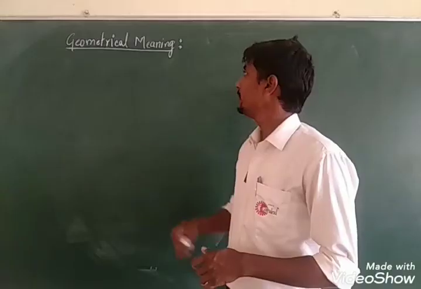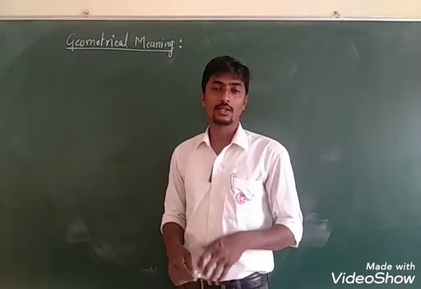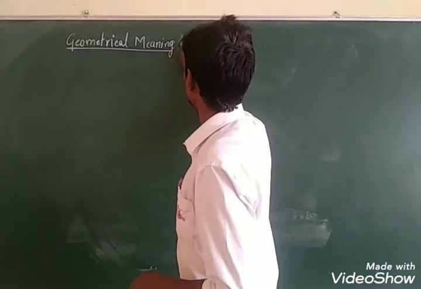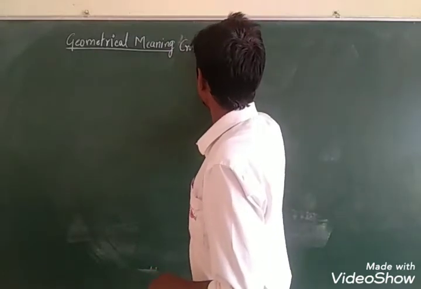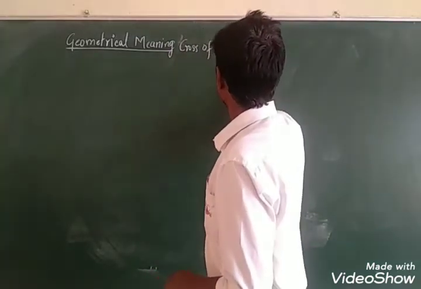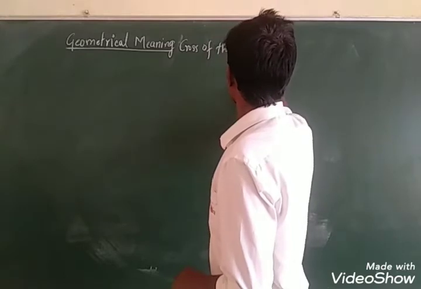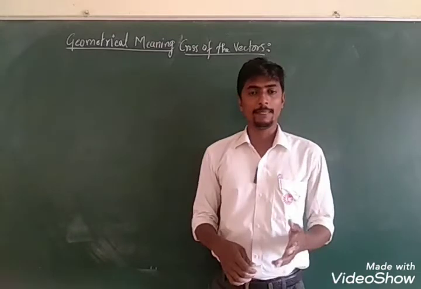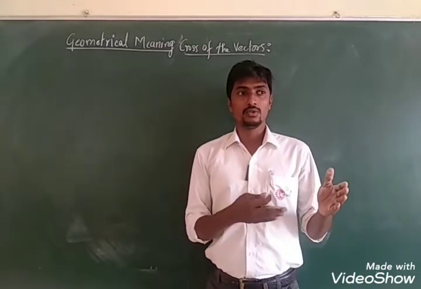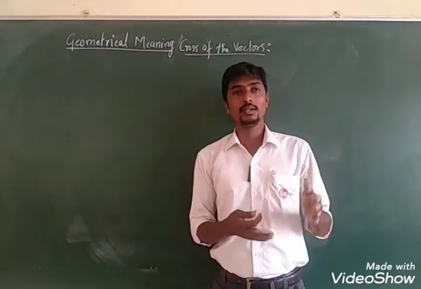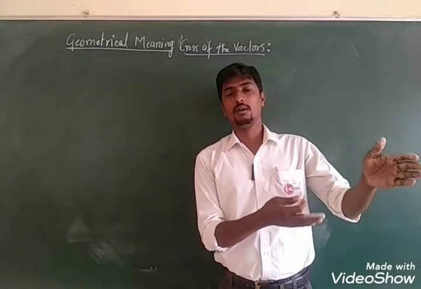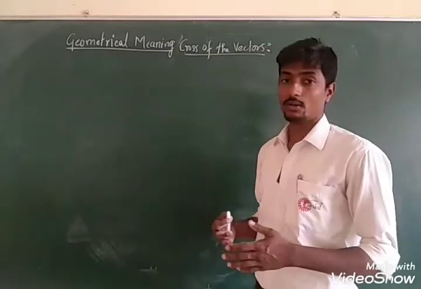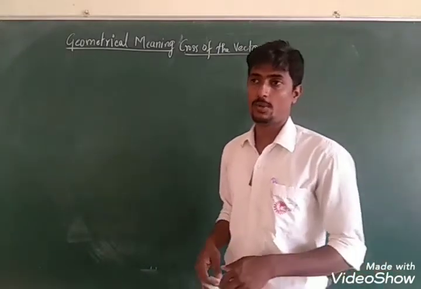Now note down the geometrical meaning of the cross product of the vectors. So what is that? In the case of dot product, we know the geometrical meaning: it is all about the projection of one vector on another vector. In the case of cross product, let us see what it tells.